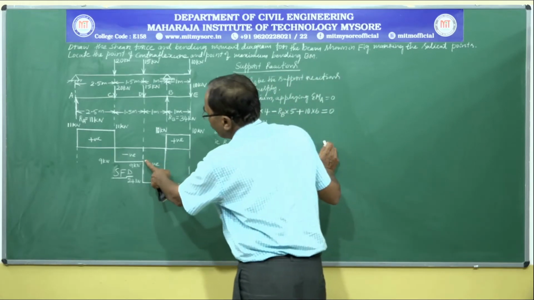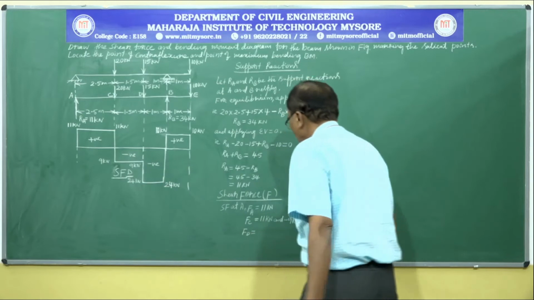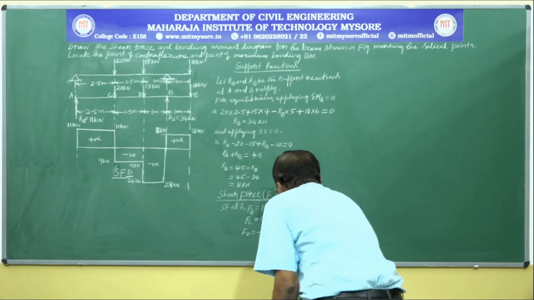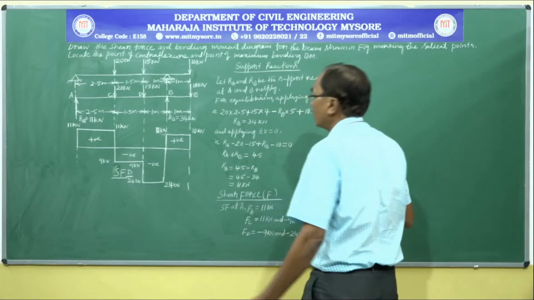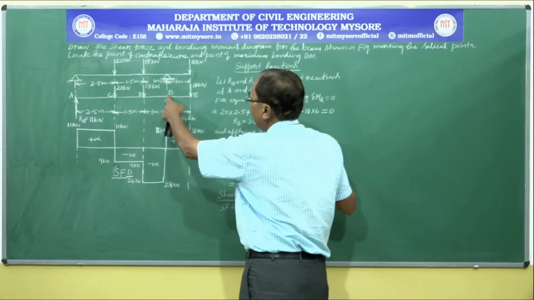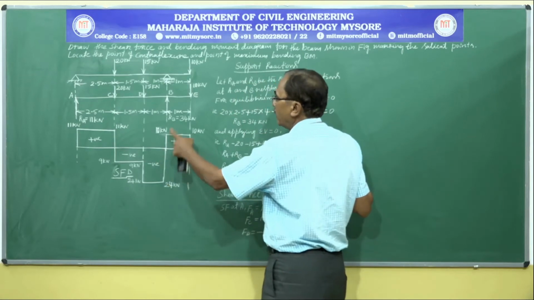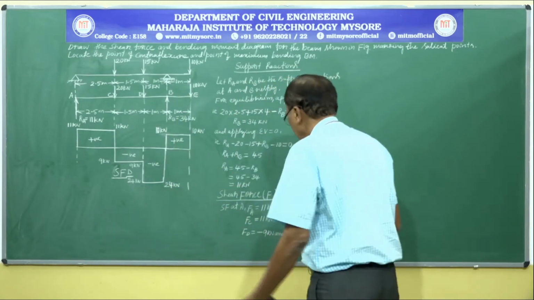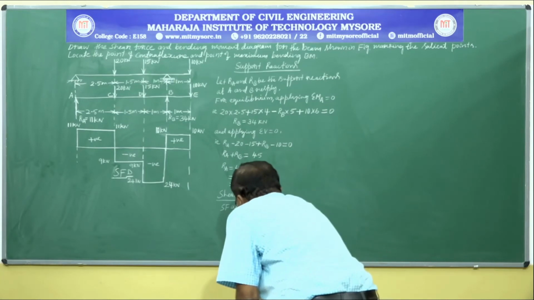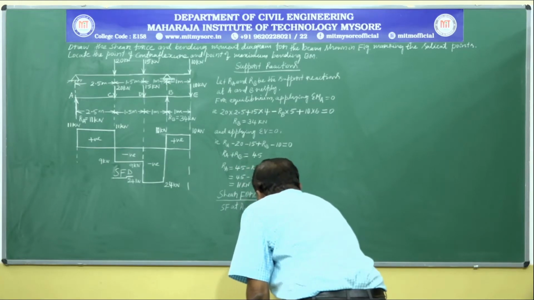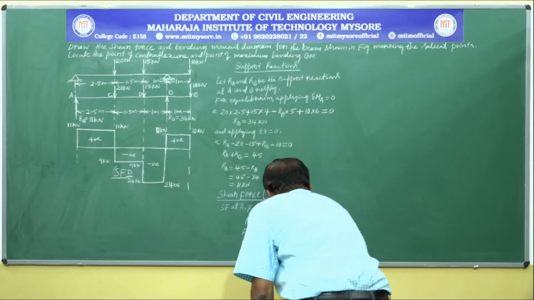So we got two values, minus 9 kilonewton and minus 24 kilonewton. Next, shear force at point B, again there are two values. The first value is minus 24 kilonewton and the next value is 10 kilonewton. Shear force at B, FB is equal to minus 24 kilonewton and 10 kilonewton.